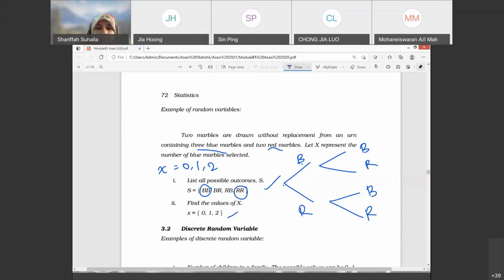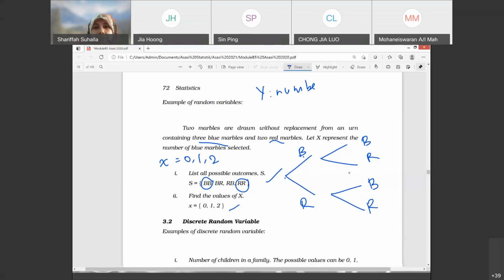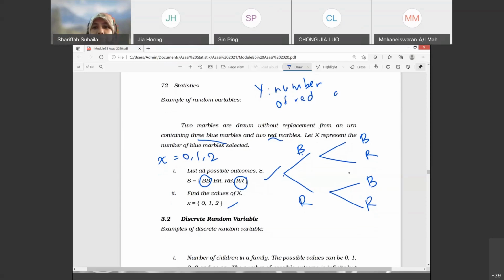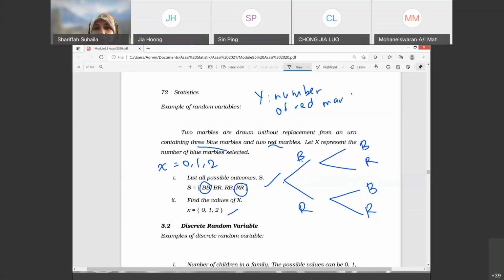What is your capital X? It is the number of blue marbles. Let's say if you want to change, your Y is the number of red marbles. It's the same thing. You want to find your small y. Because we choose two marbles drawn without replacement, it can be either no red marbles, only one red marble, or both are red marbles. So 0, 1, 2.